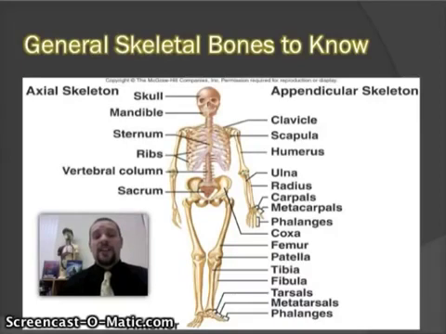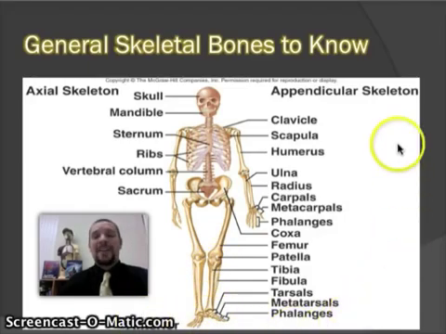So in general, these are some of the skeletal bones that I want you to know. Of course, we're going to get more in depth, and there's going to be more bone structures that I want you to know, but in general, these are the ones I want you to know. The skull, which is here, the mandible, which is your jaw, you have your sternum, which is going to be right here, you have your ribs, you have your vertebral column, your sacrum, your pelvic bone, or coxa, you have over here your clavicle, your scapula, which is going to be your shoulder blade in the back, you have your humerus, your ulna, your radius, your carpals, metacarpals, phalanges, femurs, patella, tibia, fibula, tarsals, metatarsals, and phalanges.